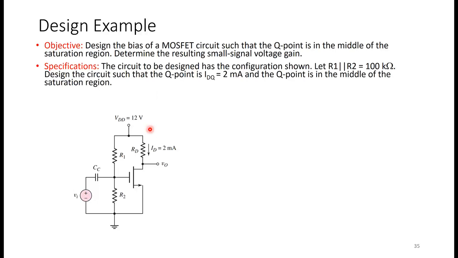We don't know what R1 and R2 are, but the equivalent resistance of R1 and R2, these two parallel resistances in the AC equivalent circuit, is 100 kilo ohm. Now we want to design this circuit such that the Q point IDQ is 2 milliamp, and the Q point is in the middle of the saturation region, which means it does not say what VDS is. We know that R1 and R2 has to be 100 kilo ohm, but we do not know yet what VGS is.